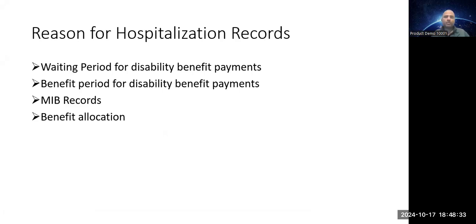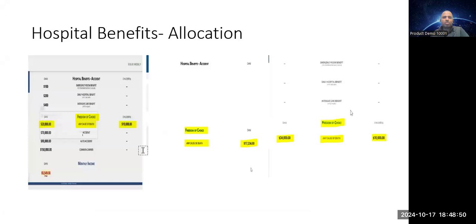It's also important for the waiting period. Should you end up in the hospital and stay there for up to 90 days, they want to make sure they count those 90 days for the waiting period and start paying you after those 90 days, for your benefit. Now, your benefit allocation, as I mentioned earlier: your hospital benefits are separate from some of the other benefits out there.